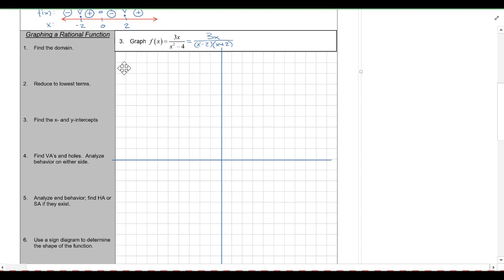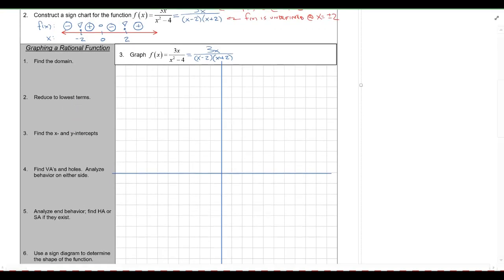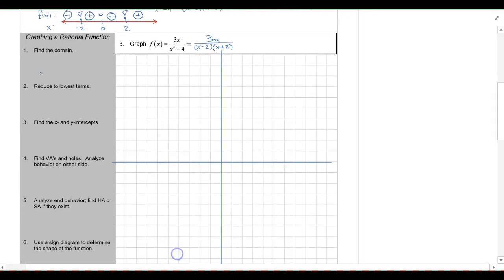Okay, there we go. All right, so the first step of this procedure is to find the domain. Well, we've already identified values that are not in the domain from our sign chart. That's plus or minus 2. So the domain is x cannot equal plus or minus 2.